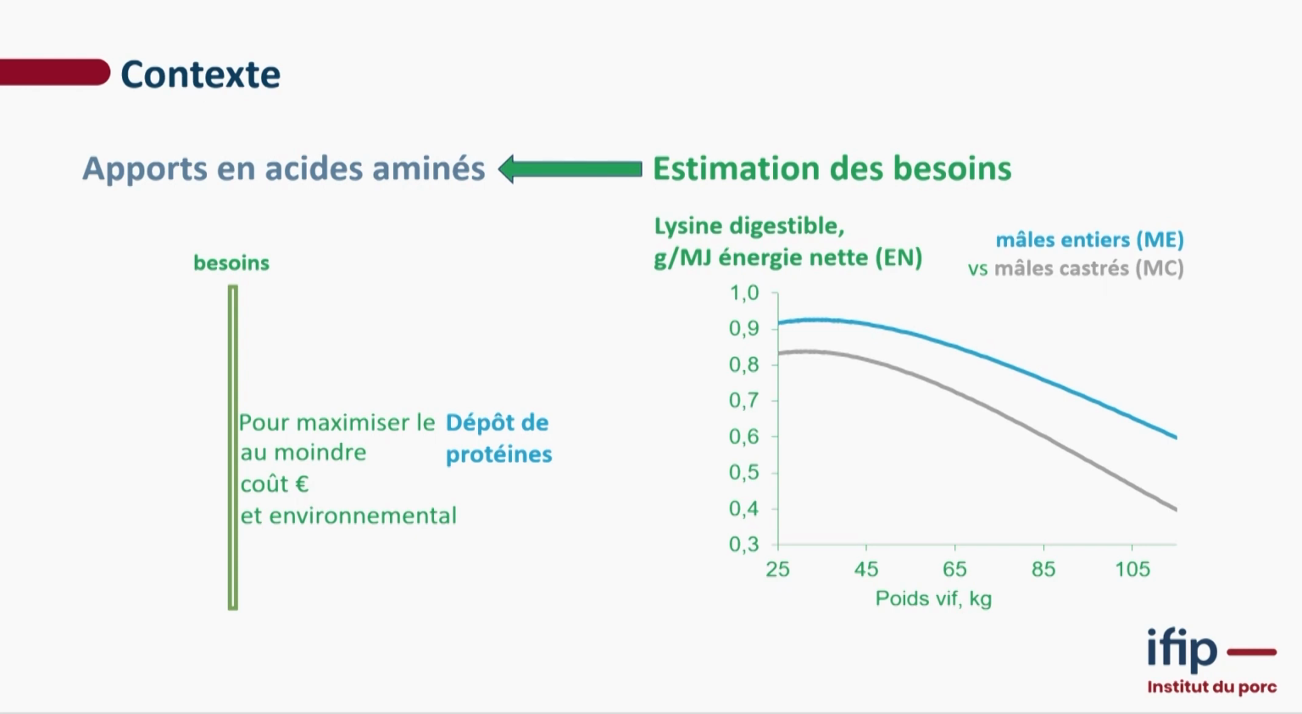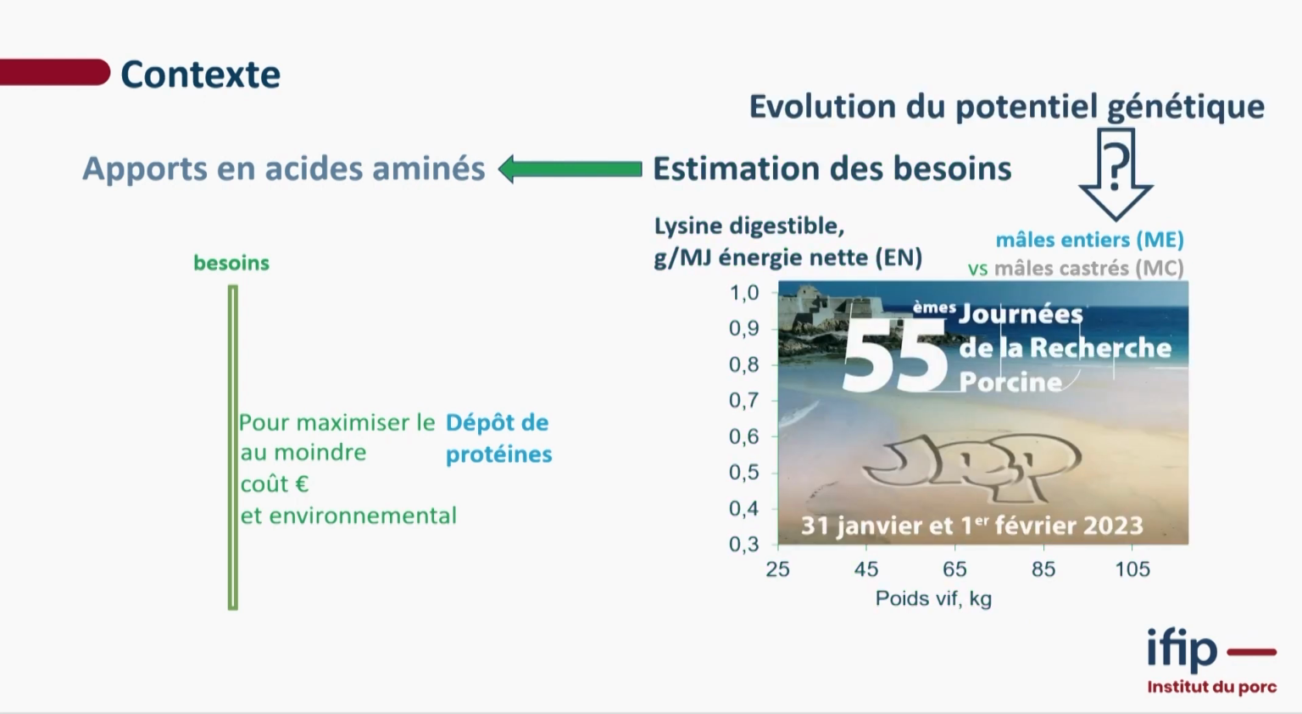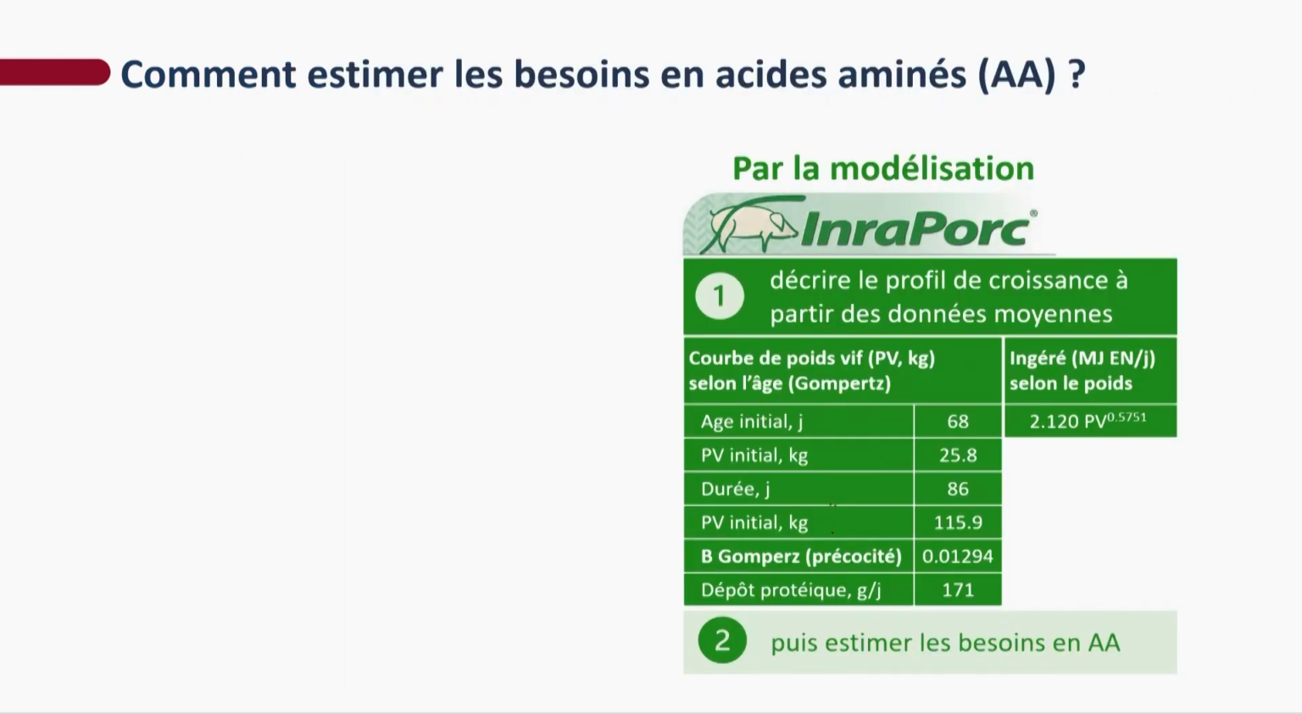The curves I'm showing you were established some time ago, back in 2010. What about the impact that selection for leaner animals had or may have had on nutrient requirements of these animals? And this is what I'd like to identify, the impact of these changes.